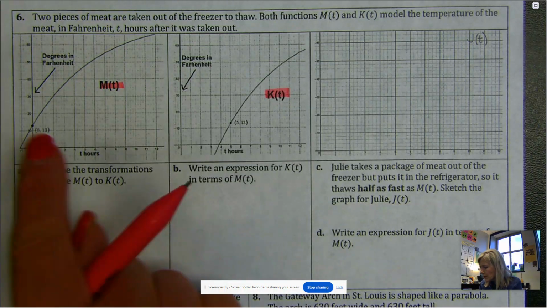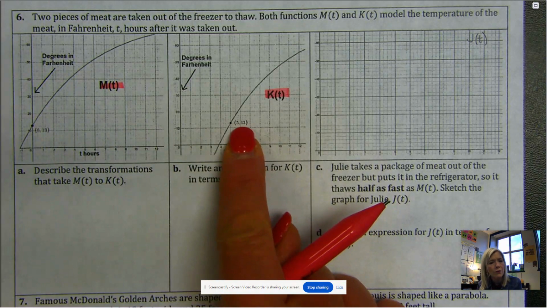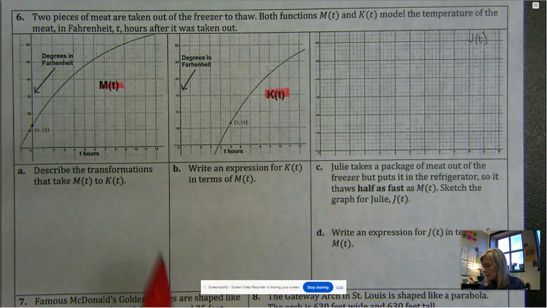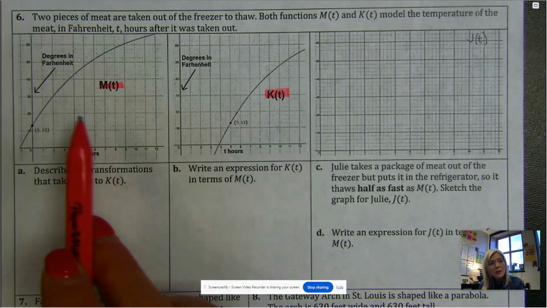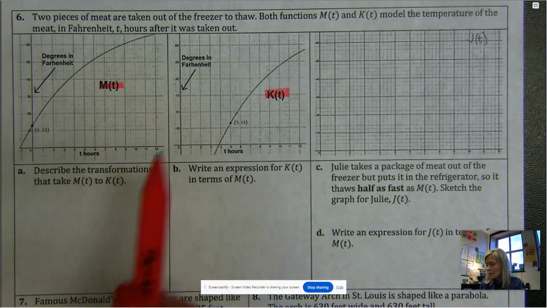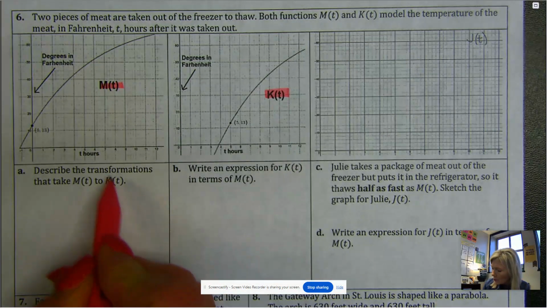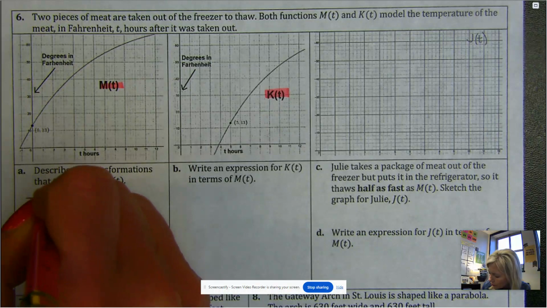So I noticed that this has a point at 0, 13, and this has a point at 5, 13. And so that tells me, oh, they weren't taken out, like I was saying. They weren't taken out at the same time. And it looks like K of T was taken out 5 hours after M of T was taken out. So the transformation to take M of T to K of T, we would have to move this to the right by 5. So translate.